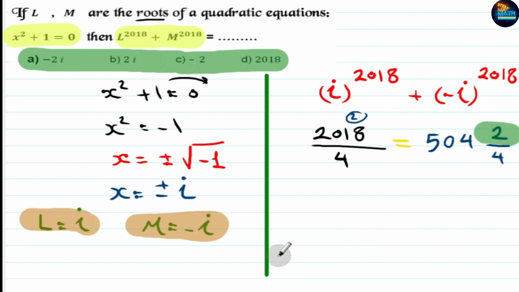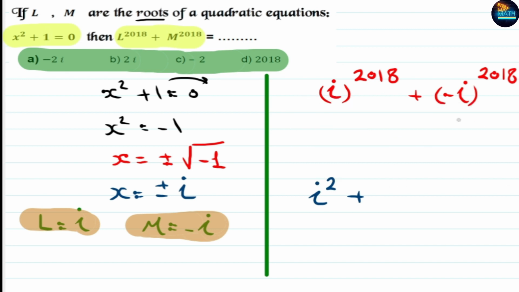Just focus on the remainder, which is just 2. So the answer will be i to the power of 2, which is the remainder, plus, and here it's the same value because it's negative i to the power of 2018. Why? Because here the power is even. So there is no need to write down negative here, because negative to the power of an even number is equal to a positive number. So just get rid of this negative. So it's i to the power of 2.